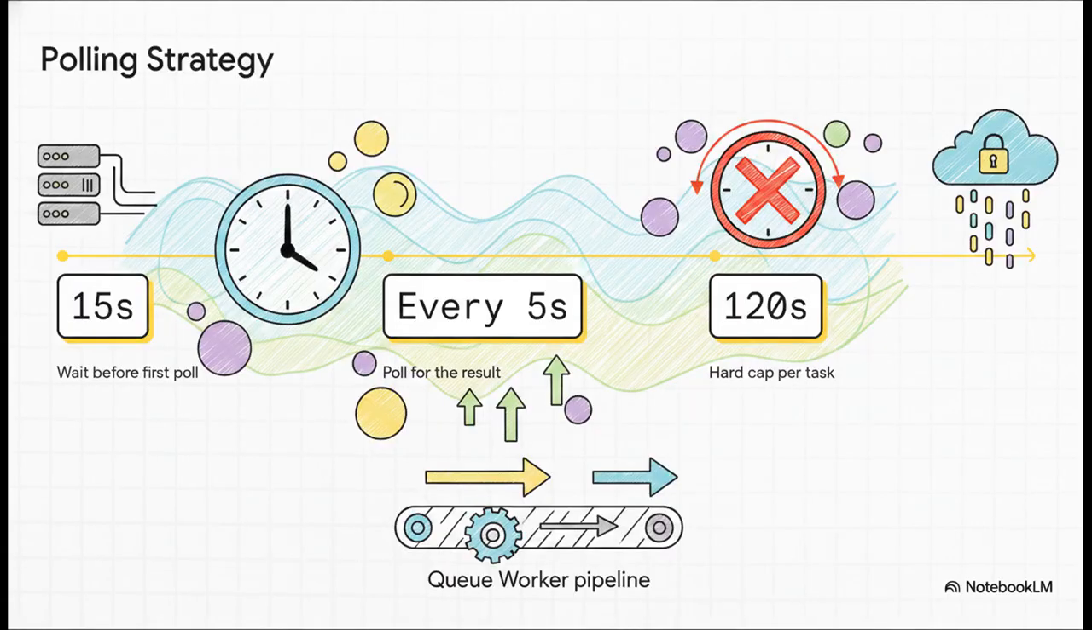Step 3 is your polling strategy. Once you submit a task, you can't just spam the API asking if it's done yet. Overpolling adds noise, but underpolling just unnecessarily slows your whole pipeline down. The sweet spot here is a highly controlled polling strategy. Submit the task, explicitly wait 15 seconds before you even make your first poll, and then poll every 5 seconds after that. And crucially, you absolutely must establish a hard timeout limit. Stopping the job at around 120 seconds ensures that if something goes completely off the rails, your queue worker is freed up for the next task instead of just being locked infinitely.